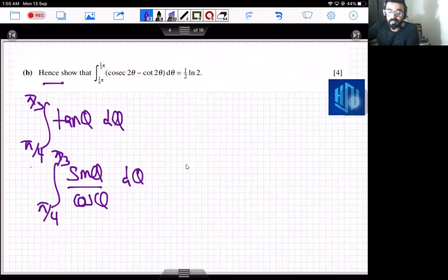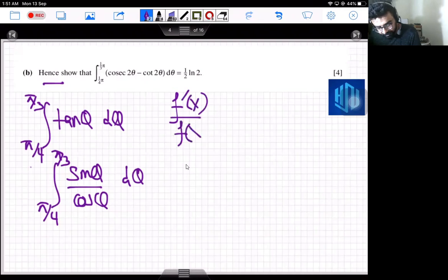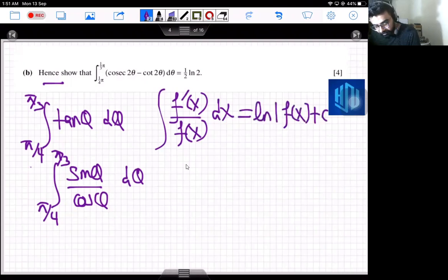Okay. So you need to integrate sine theta over cos theta with respect to theta. Now here you can apply the method of integration by recognition. Since you know that if the fraction is already given to you in the form of f dash x over f x, and you integrate this with respect to x, you will get ln f x plus c. So this is basically the reverse process of differentiating ln f x.